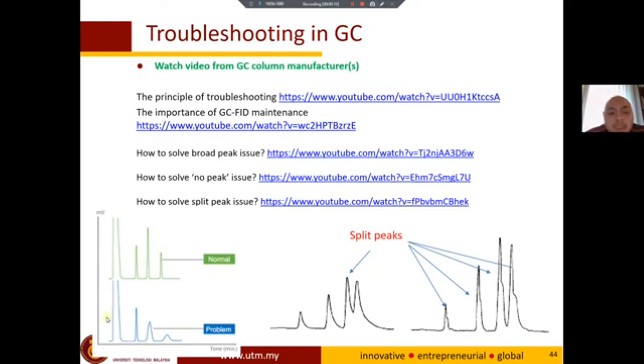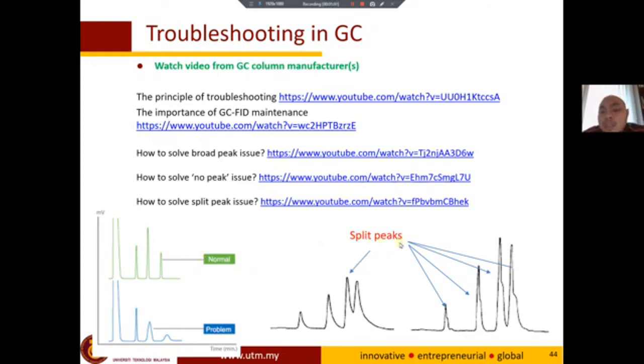Okay, so when we run it the next time, maybe 2 months later, we perform the analysis and then we see this problem, the peak broadening. Maybe we are not maintaining our column very well. That's one of the problems. Maybe we wrongly set up our temperature programming, but usually if this appears, it means something is wrong with the column. It means maybe the column is contaminated, so the analytes cannot flow very well until they reach the detector. So that is one of the normal problems.